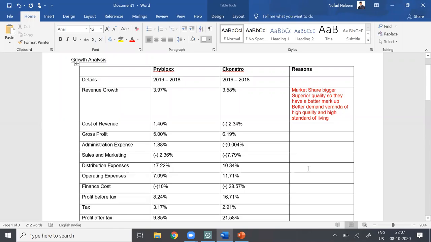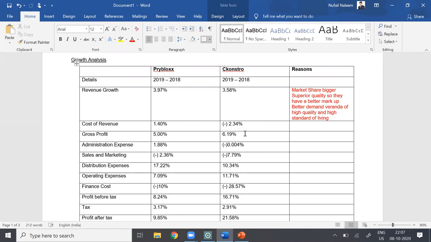Students, can we come to the reasons behind cost of revenue? Our cost of revenue has become a little expensive compared with the other company. The other company has reduced it. What do you think is the rationale behind that? The raw material we use is better than theirs. That is a generic point. Can you make it very specific to the case study?